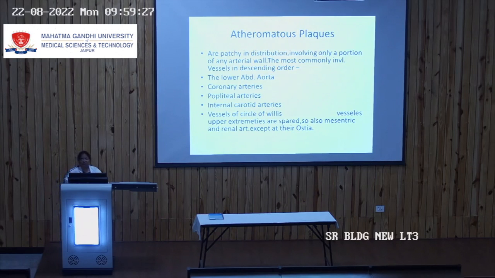Now the atheromatous plaque. They are patchy in distribution, that is, they involve only a portion of the arterial wall. They do not involve the whole arterial wall. And in descending order, the commonly involved vessels are the lower abdominal aorta, coronary arteries, popliteal arteries, internal carotid artery, and vessels of the circle of Willis. And vessels of the upper extremities and the mesenteric and renal arteries are spared except at the ostia. So upper limbs and mesenteric and renal arteries are comparatively spared.